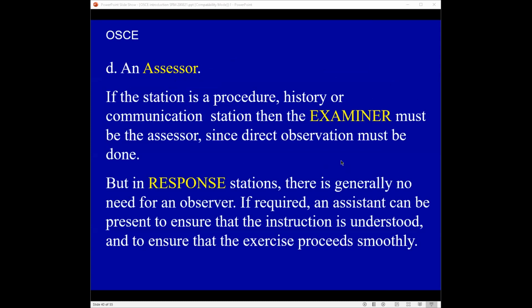But in response stations where there is an X-ray or a blood report, we don't really require an observer or an assessor. There's just a paper there where the student writes down his or her interpretation and analysis. Somebody could be helping around to ensure that the student understands what he has to do, but there may not be a need for an assessor at a station like that. Right?